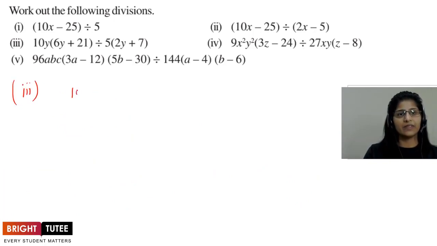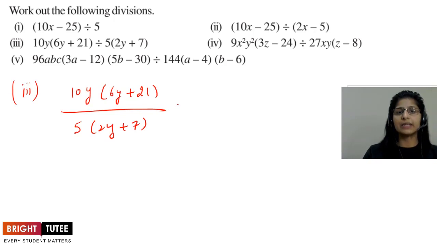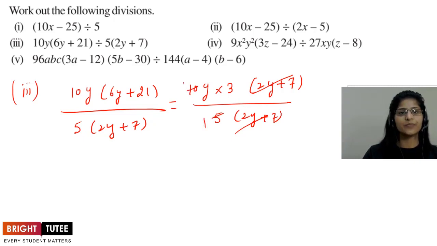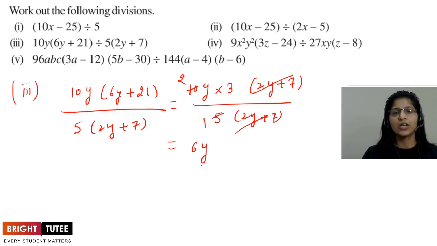In the third part, we are given 10y into 6y plus 21, and it is to be divided by 5 into 2y plus 7. So let's simplify it first before cancelling. We have 10y. Can we take something common from 6 and 21? Yes, we can take 3 common. So 3 2s are 6, 2y plus 3 7s are 21, divided by 5 into 2y plus 7. So 2y plus 7 and 2y plus 7 get cancelled. 5 1s are 5, 5 2s are 10. So 2 into 3 is 6 and y. 6y is the answer. So simplifying it makes it easier for us to cancel them.